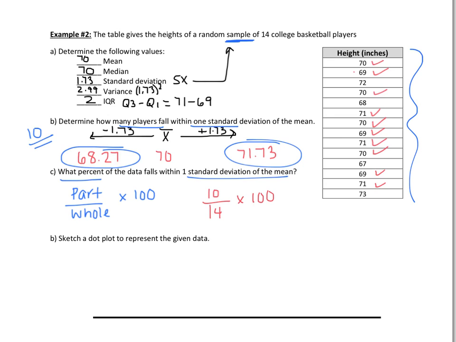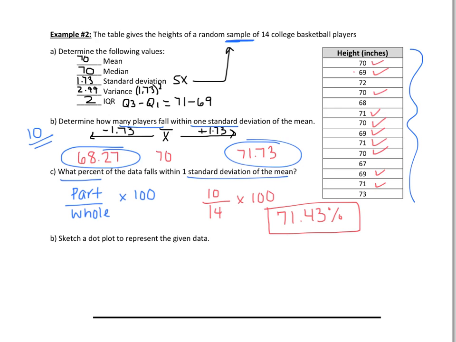So if you want to put that into the calculator, put in 10 over 14 first, and then times it by 100. And you should get, let's round this to the nearest hundredth as well, approximately 71.43%. So approximately 71% of the data falls within 1 standard deviation of the mean.